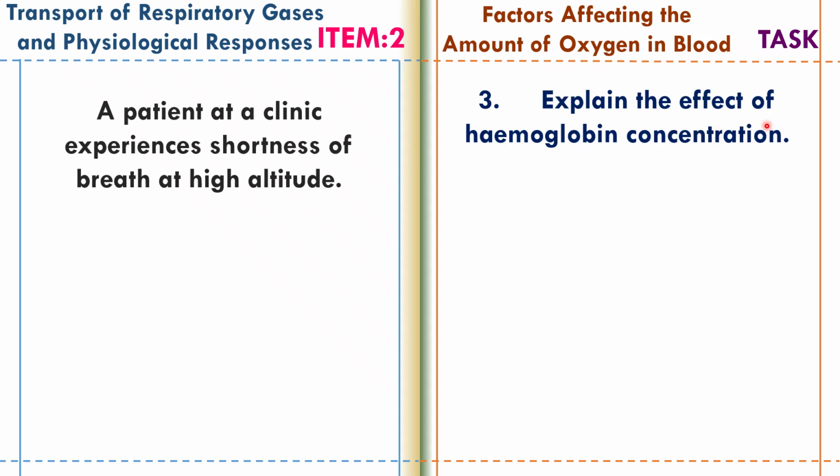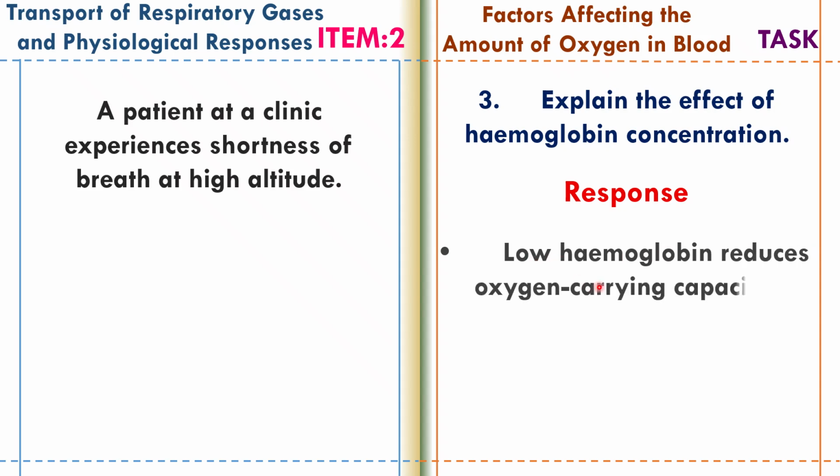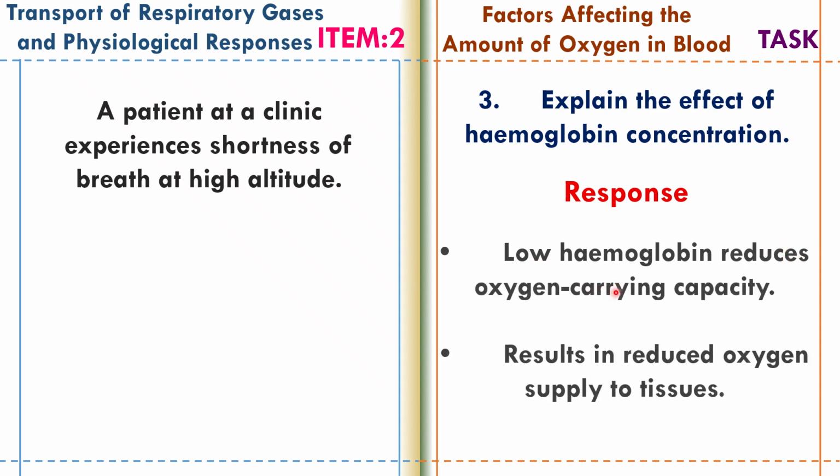Explain the effect of hemoglobin concentration. Low hemoglobin reduces oxygen carrying capacity, which results in reduced oxygen supply to tissues.